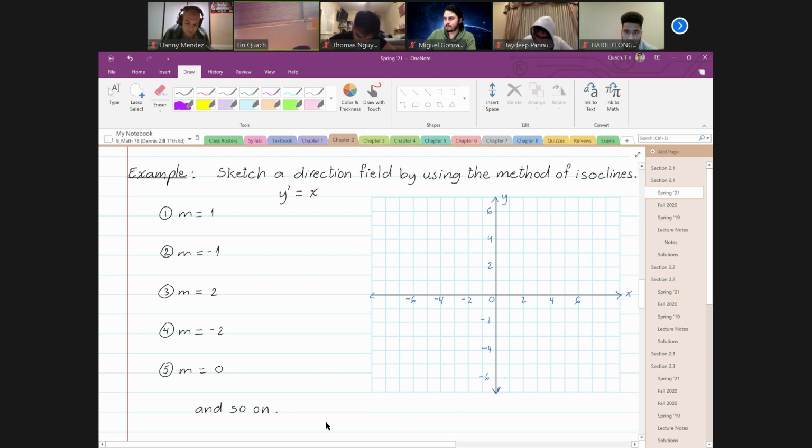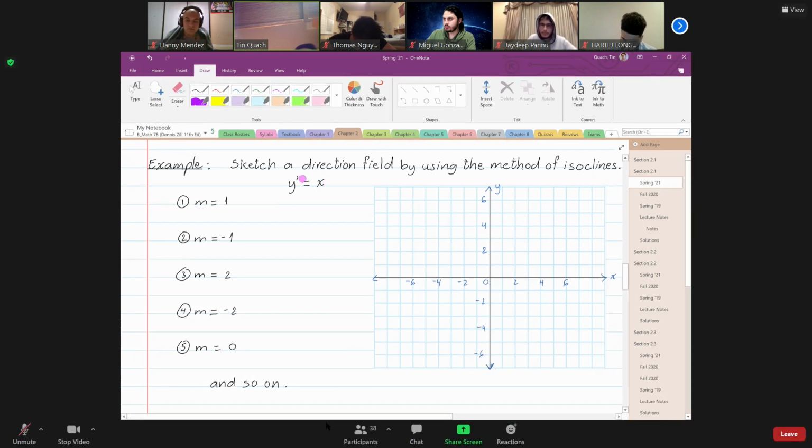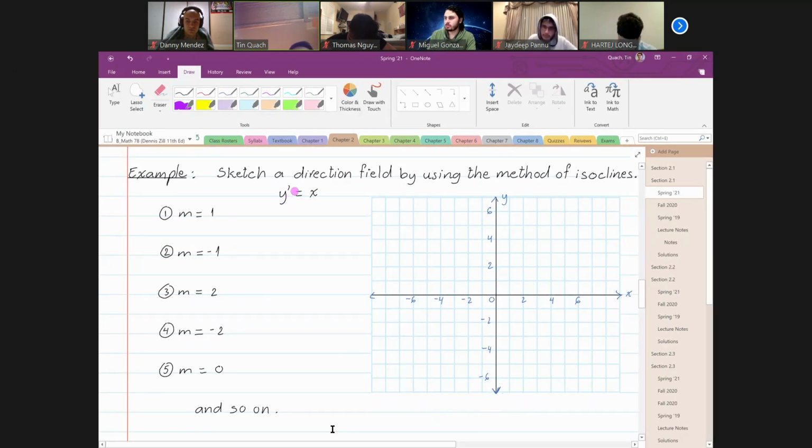Okay, so the method of isoclines works like this. You have your differential equation. Remember, this is the first order differential equation. So y prime is like the slope, right? Y prime is the slope of the tangent line to the solution curves at a point. So that is actually your slope. So that is m.